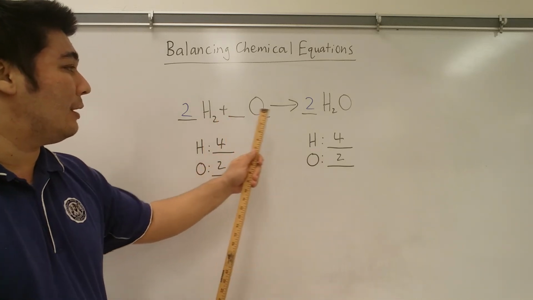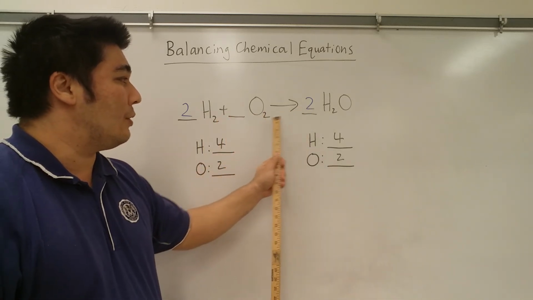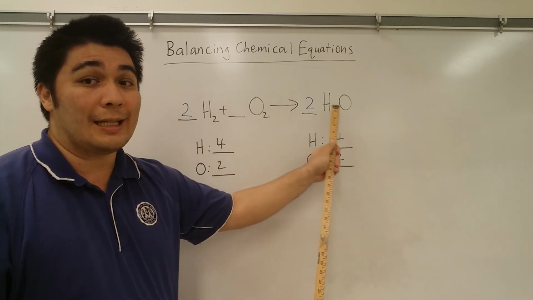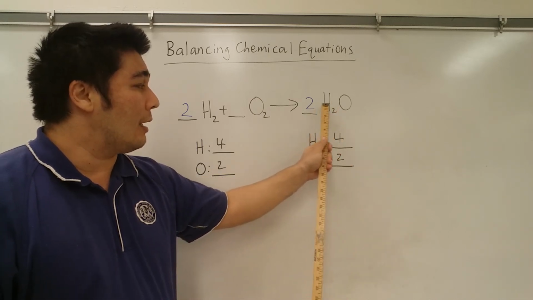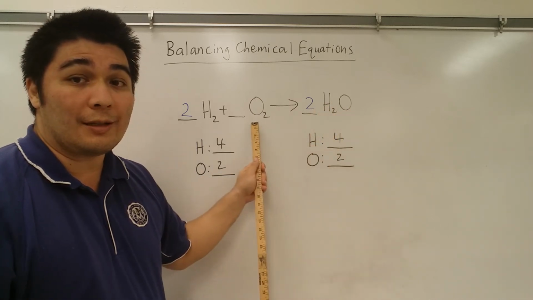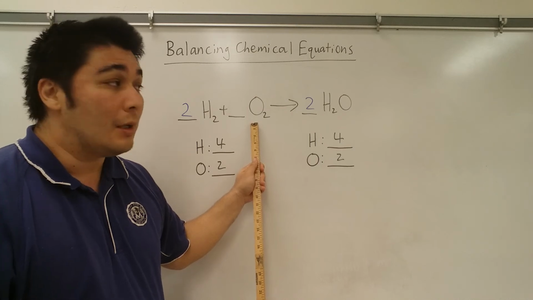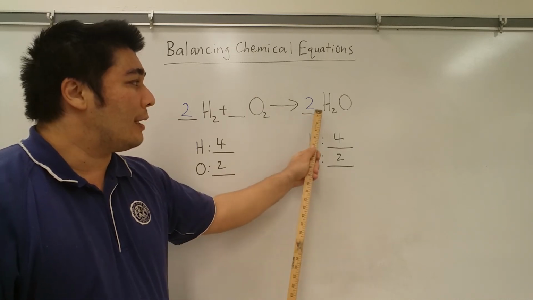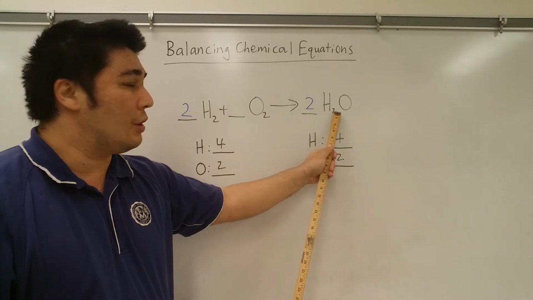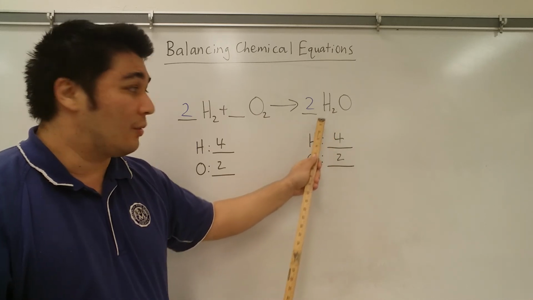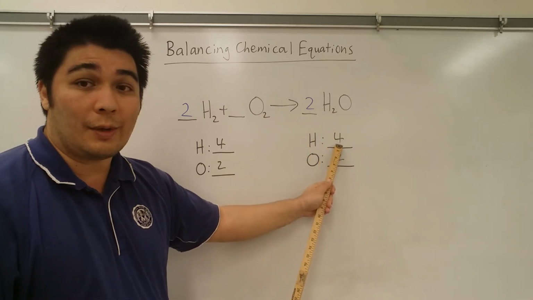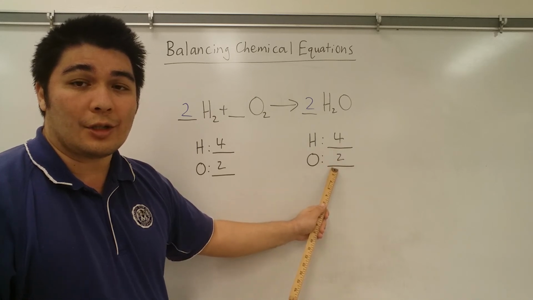I say, okay, I need to balance this O2 with this O. That means I need 2 oxygens to balance this side of the chemical reaction. That works. But wait, now I've got 2 times 2 on the hydrogen, which is 4. So I've got 4 hydrogens, which I write over here, and 2 oxygens.